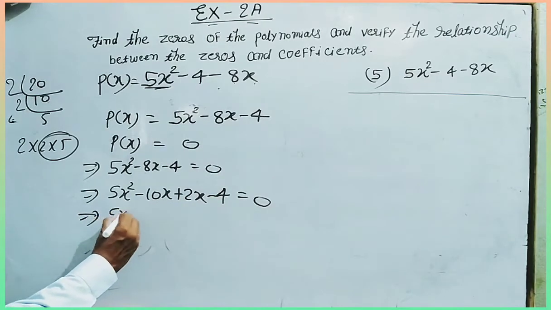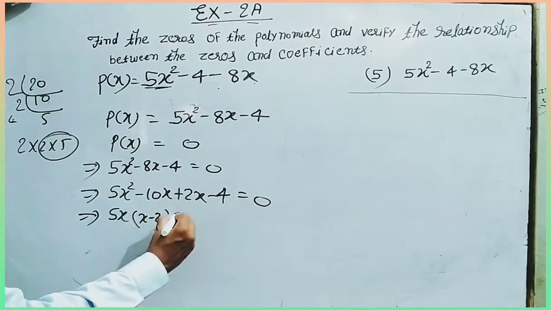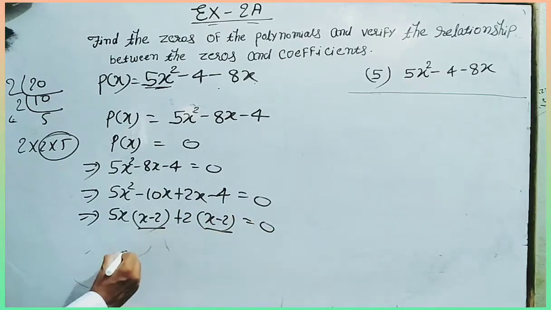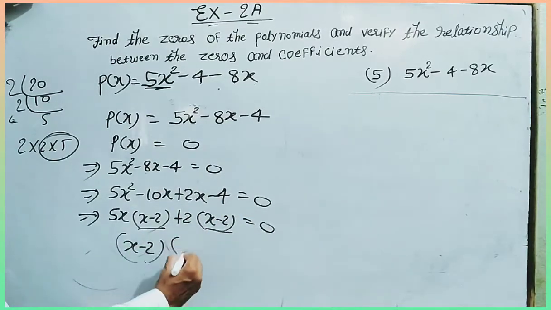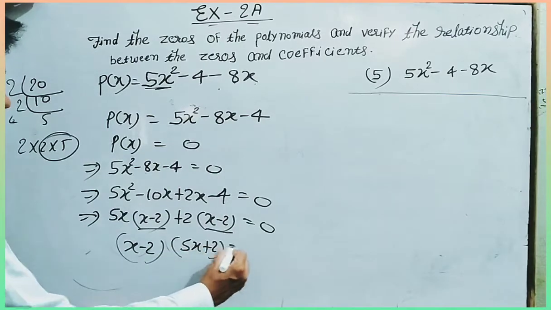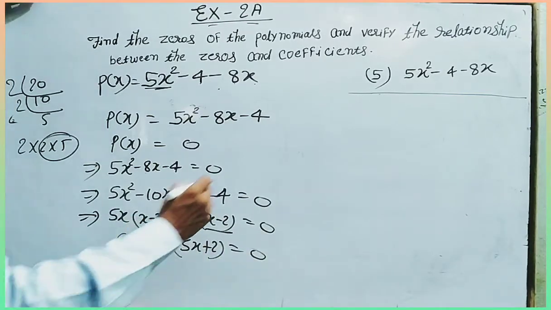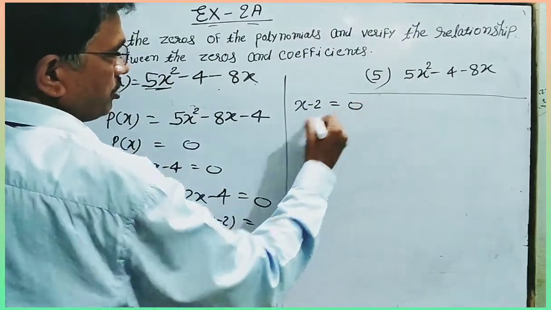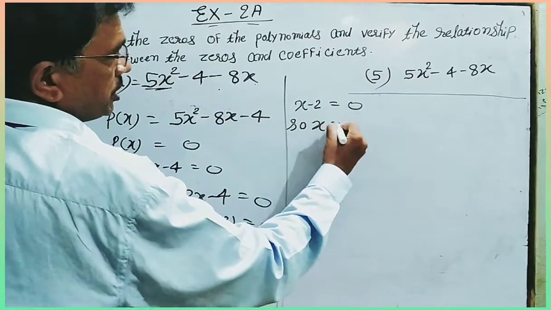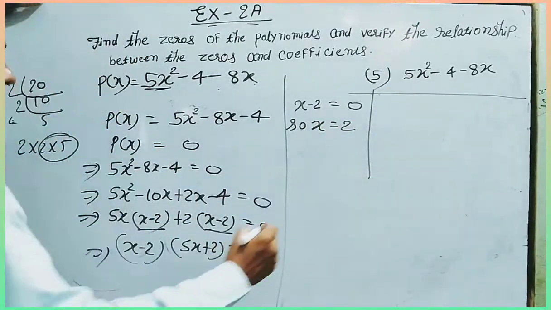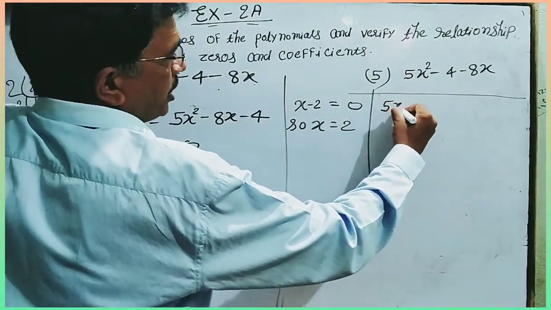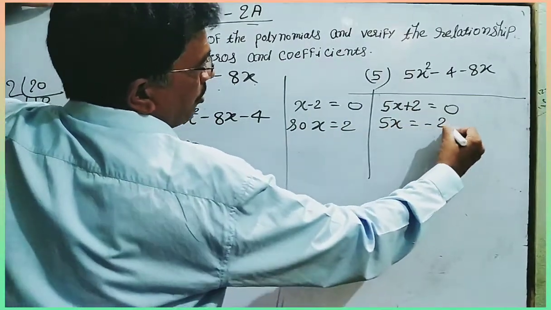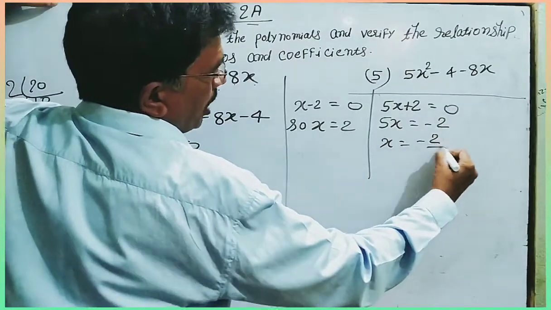Here 5x common, then it is x minus 2. Here 2 common, then it is also x minus 2. Both are equal, so one is x minus 2, another is 5x plus 2, equal to 0. Now find its zeros. You write x minus 2 is equal to 0, so x is equal to 2 first. Similarly, next 5x plus 2 is equal to 0. Then 5x is equal to minus 2. Then x is equal to minus 2 by 5.